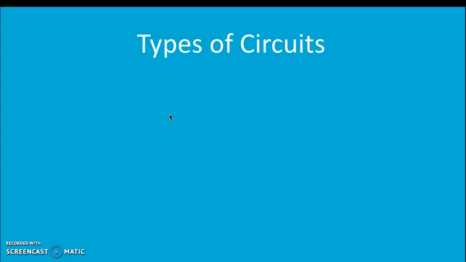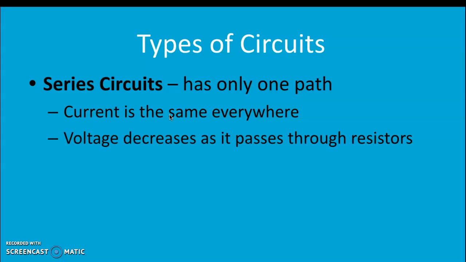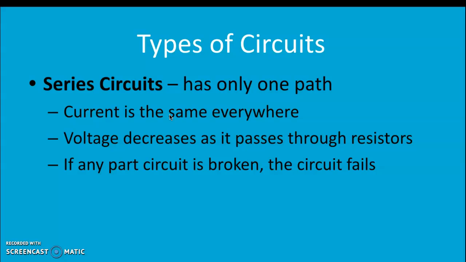So now we have to get into the types of circuits that you can have. There are two types. The first one is called a series circuit, and a series circuit has only one path for the current to flow. The current is the same throughout the entire circuit, but as you continue on, the voltage decreases as it passes through resistors. So in a series circuit, you assume that there's at least one resistor. And if any part of the circuit is broken, the circuit fails, and so you get no current flow.